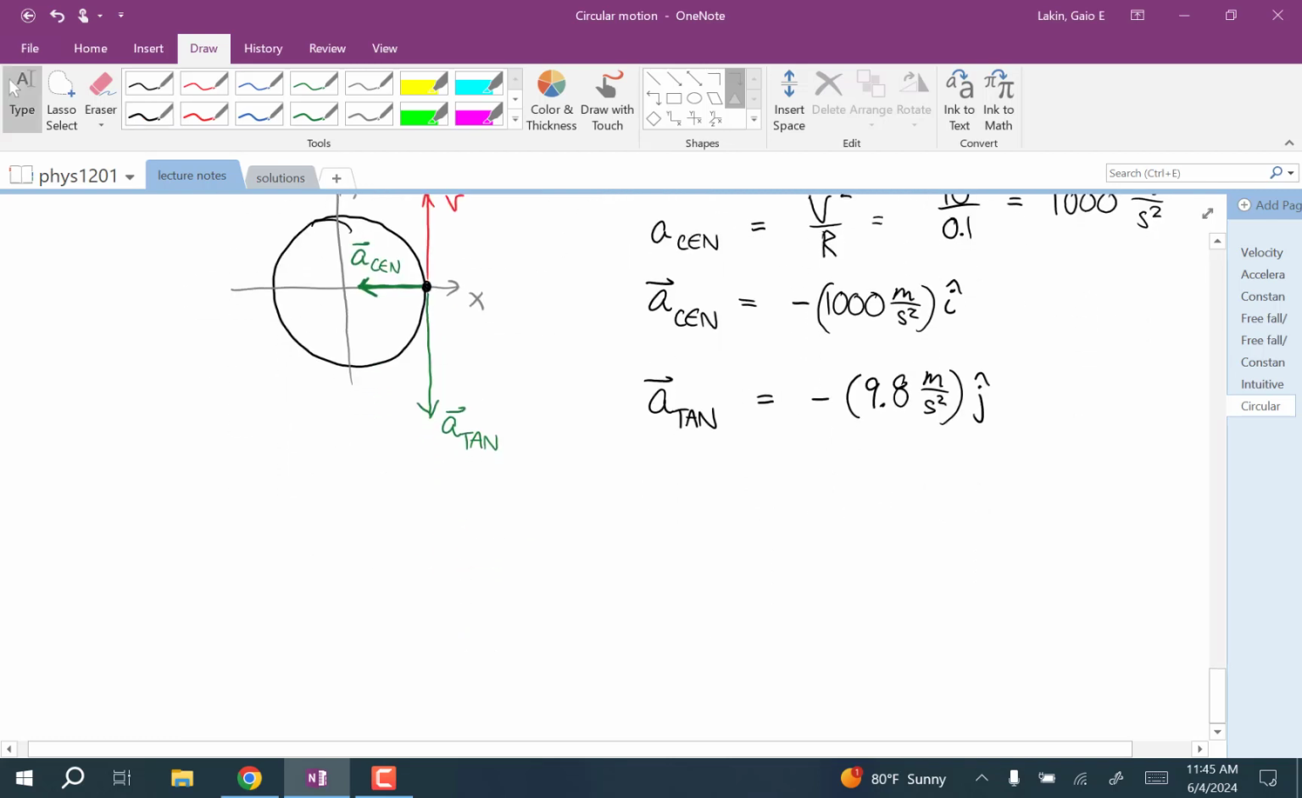Now finally, just add those two together. And you get that the acceleration is negative 1,000 meters per second squared i minus 9.8 meters per second squared j.